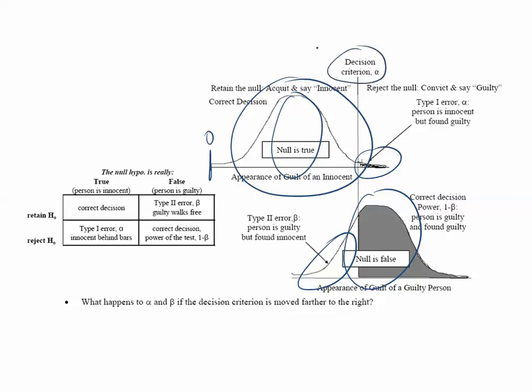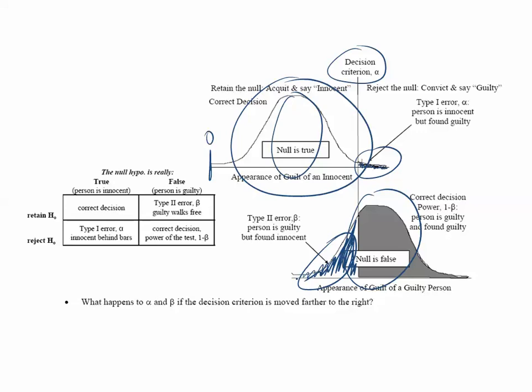One of the things I want you to notice is that no matter where we define the decision criterion, we're going to make mistakes. Meaning, if we've defined it where it is now, there is a small probability that, in this case, we would convict an innocent person. And there is also, even though a more significant probability, that we would acquit a guilty person.